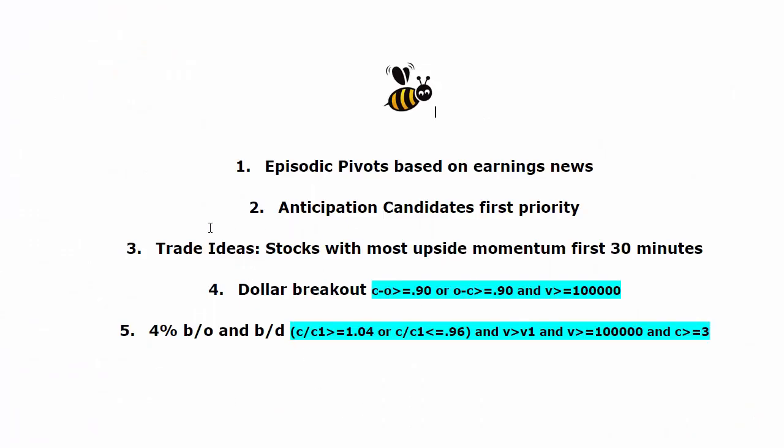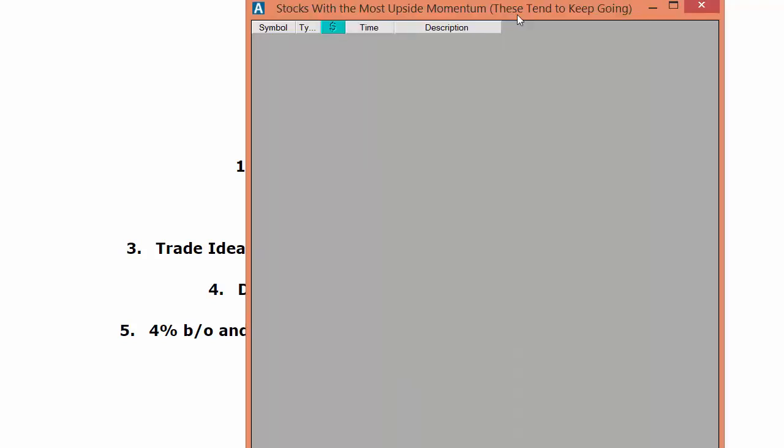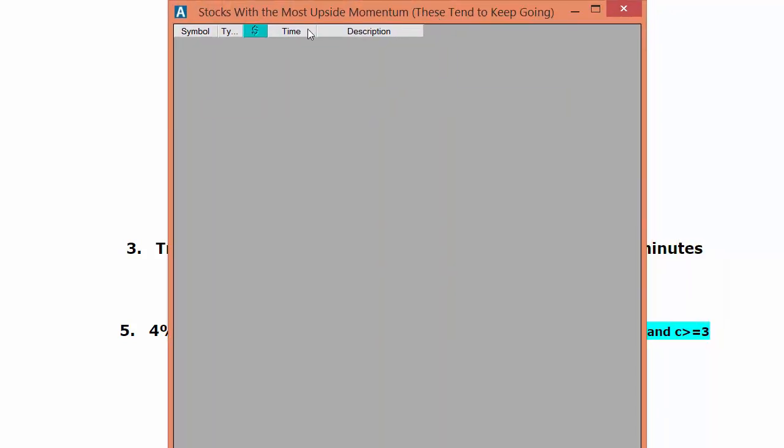The third thing which I use is Trade Ideas as a software along with TeleChart, and in Trade Ideas I have a scan which has made me a lot of money, which is called stocks with most upside momentum. This tends to keep going. These are basically stocks which have made 60 highs in a few minutes. So these stocks tend to keep going. As of now, you will not have any candidates. It starts giving candidates once the market opens.